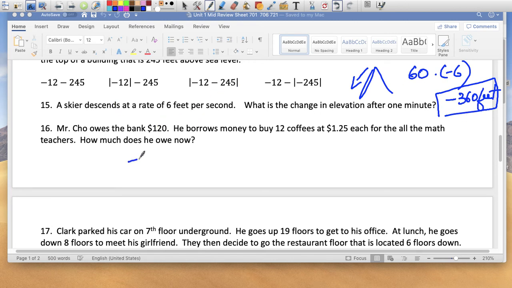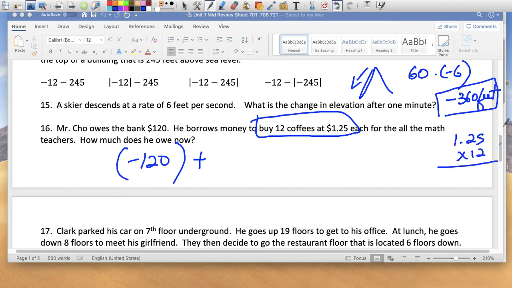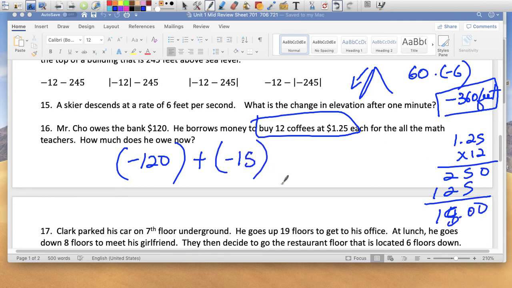Mr. Cho owes the bank 120. That's how much I owe. Then he borrows money to buy 12 coffees at $1.25 each for all the math teachers. How much does he owe now? Well, plus, and I'm going to borrow money, so let's find out what 12 times 1.25 is. How do I borrow money to buy coffee? 10, 5, 15. It looks like I borrow $15. So plus another $15, right? Because that's how much the coffee is going to cost. So how much do I owe now? Negative 135. That's just great.